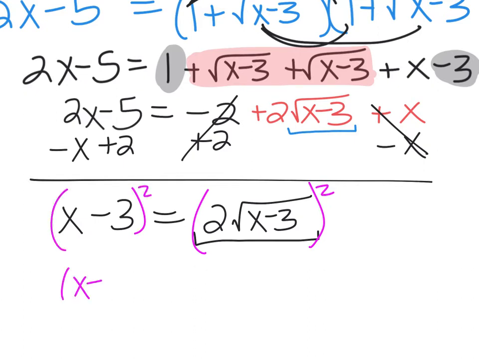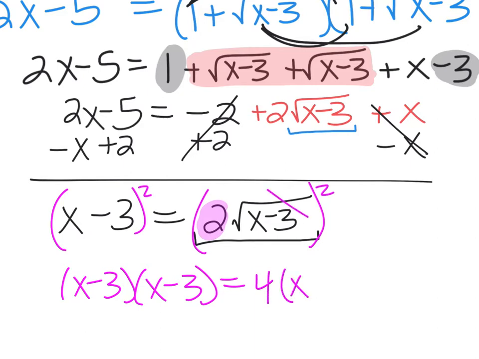So that'll give us x minus 3 times x minus 3 equals, and then we just need to make sure we square the 2. So 2 squared is 4, and then the square root squared is gone, so that's x minus 3.